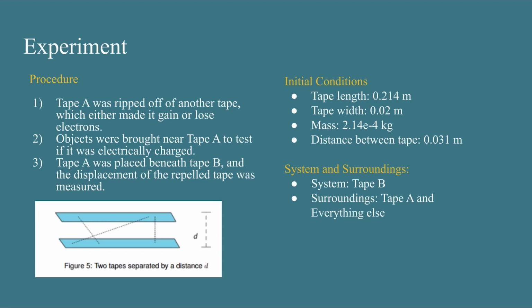The initial conditions for this experiment were: tape length measured at 0.214 meters, tape width at 0.02 meters, mass at 2.14 times 10 to the negative 4 kilograms, and tape distance when repelled was 0.031 meters. The system was tape B while the surroundings were tape A and everything else including the earth.